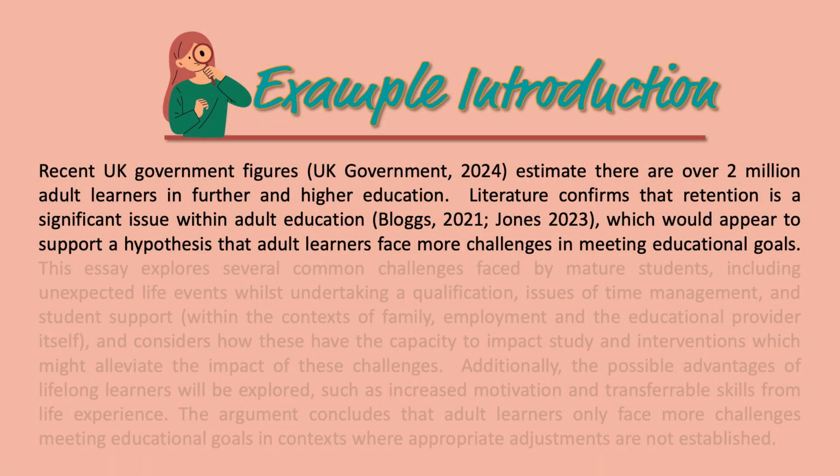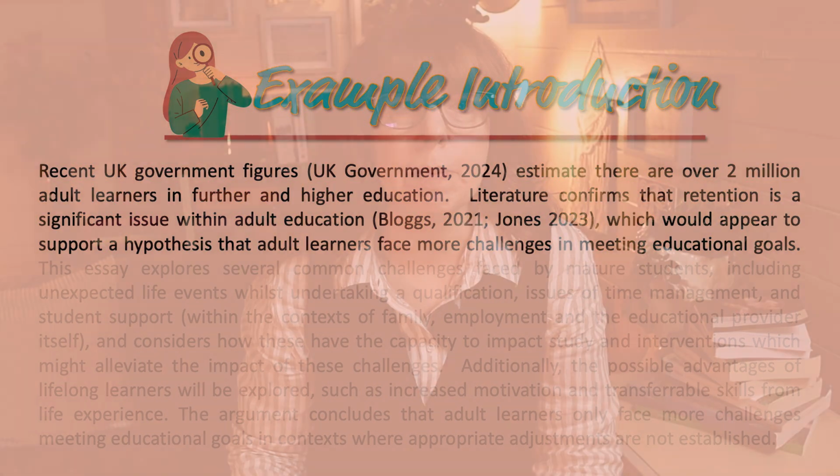Let's break this essay introduction down together. The first couple of sentences tell us some information about the number of adult learners and identify retention as an issue relating to the question. This is contextual information about the topic of the essay, challenges preventing adult learners reaching educational goals, but it is brief and to the point.